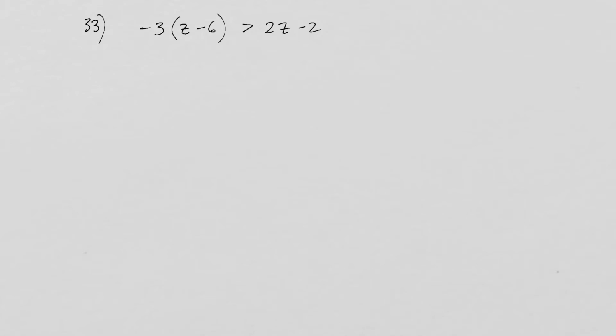Okay, for number 33, we're going to get rid of these parentheses by distributing the negative 3. And we're going to end up with negative 3z plus 6, or not plus 6, plus 18. Negative 3 times negative 6 is a positive 18. Is greater than 2z minus 2.